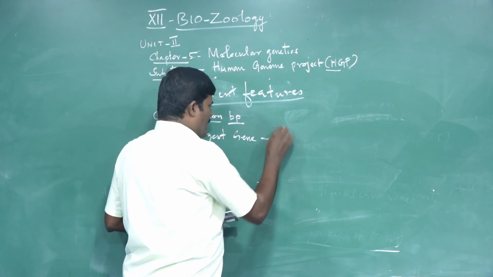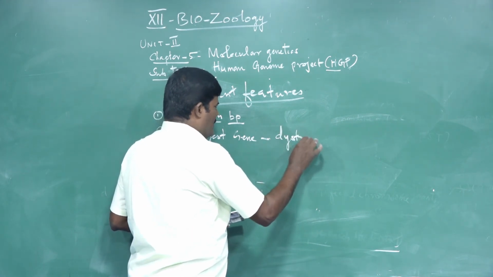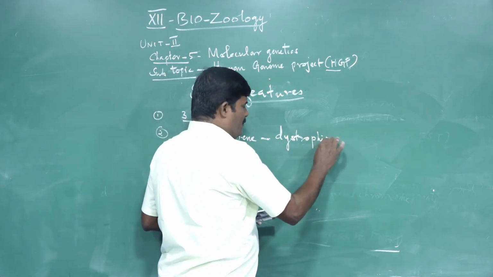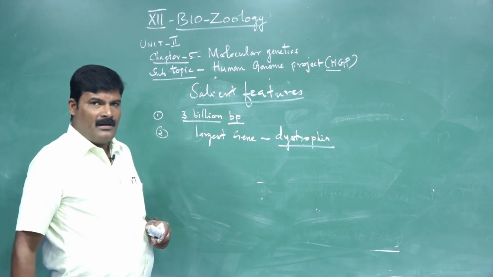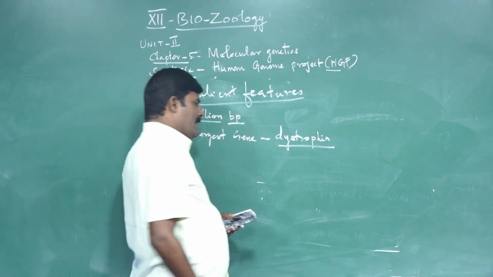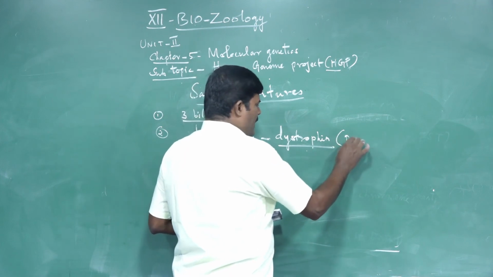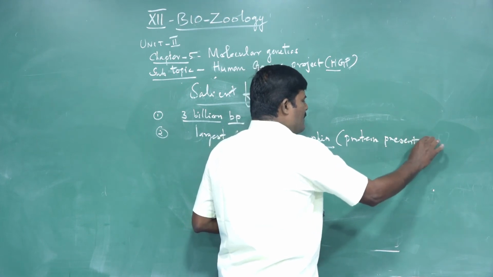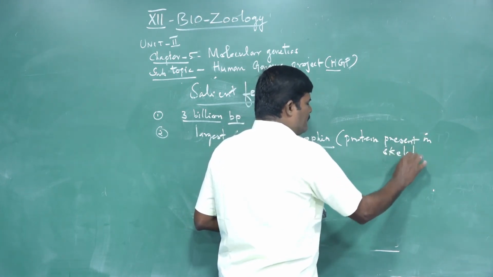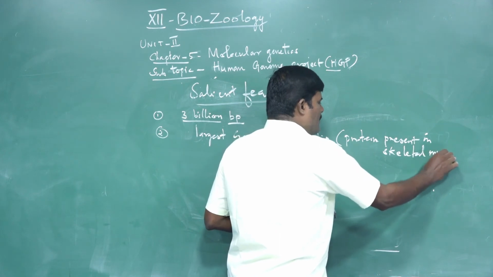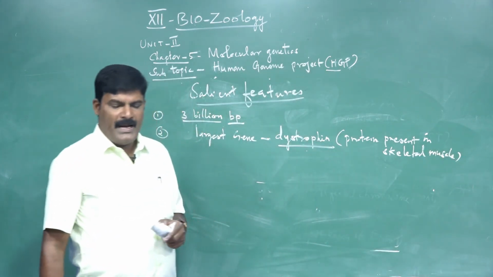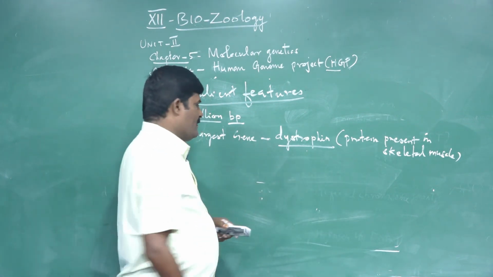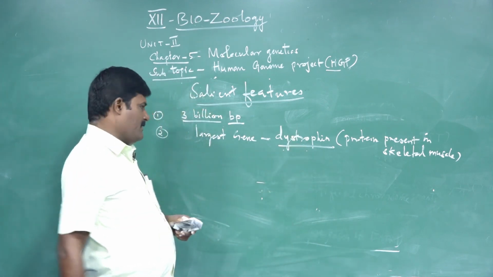Now the longest, that means the largest gene, is dystrophin. What is dystrophin? A protein present in skeletal muscle, because it consists of 2.4 million base pairs. So that is the largest gene, dystrophin.